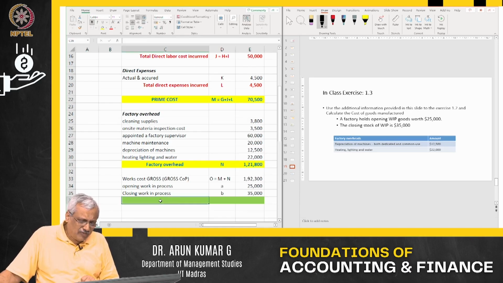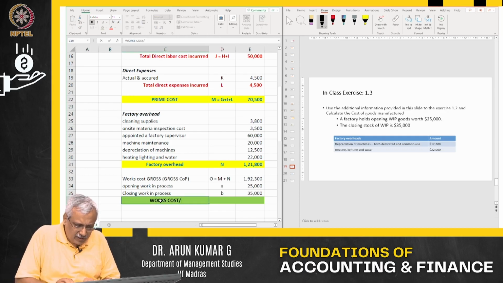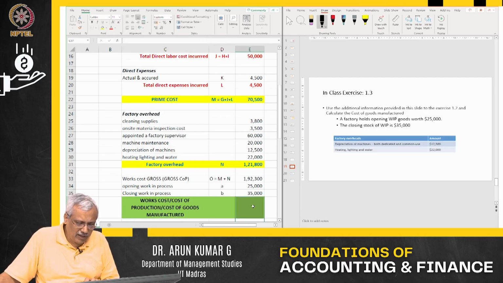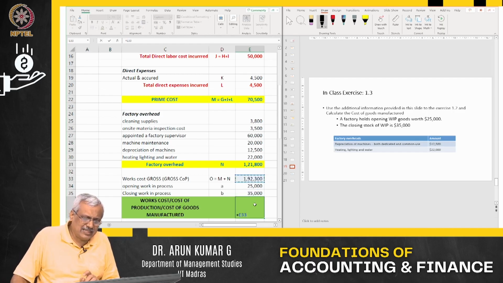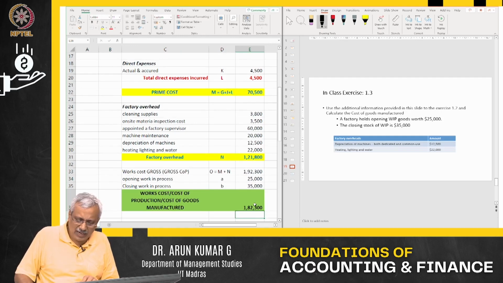So, what is my final, what do you call it, works cost? I have to say, or cost of production slash cost of goods manufactured. Cost of goods manufactured out there. All these three I can put out here. What is it? Your works cost gross, that is your prime cost plus your factory overhead, plus opening work in process minus my closing work in process. That is all that happens out here.